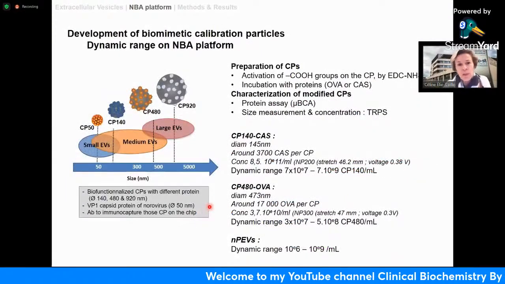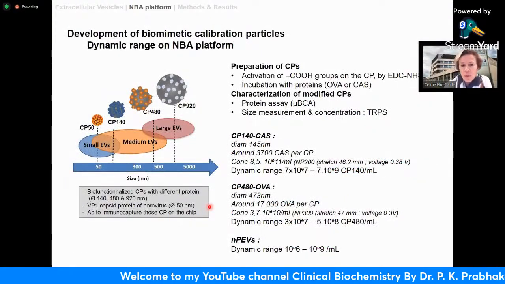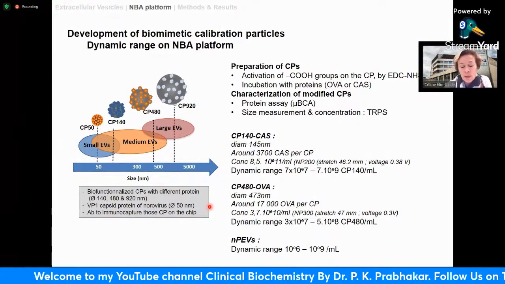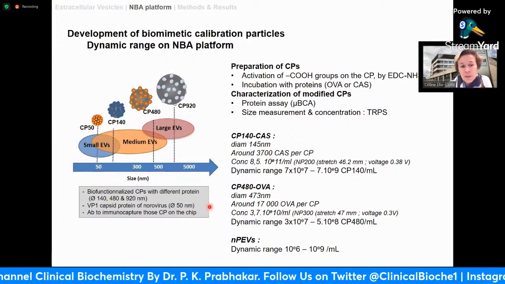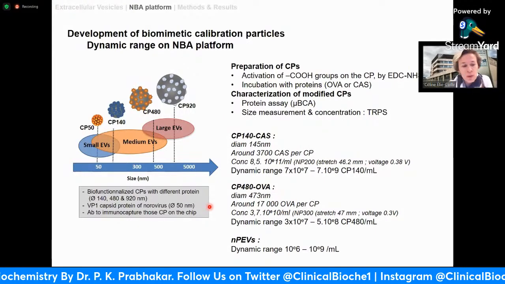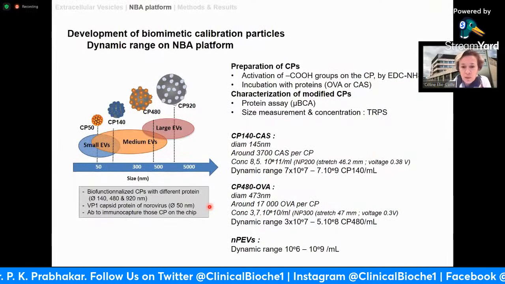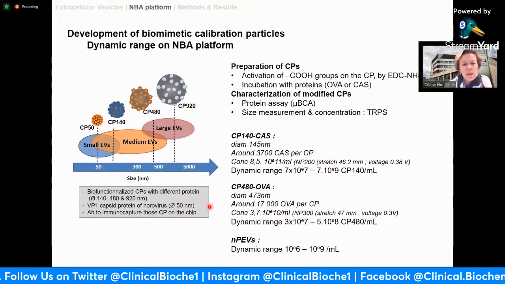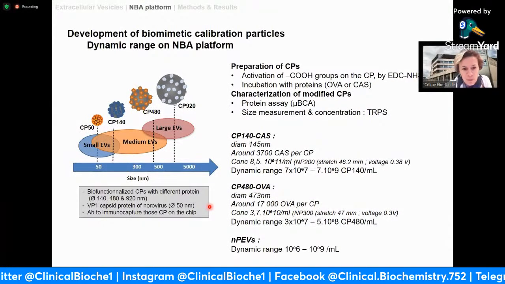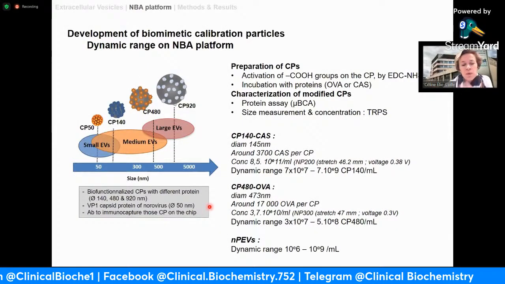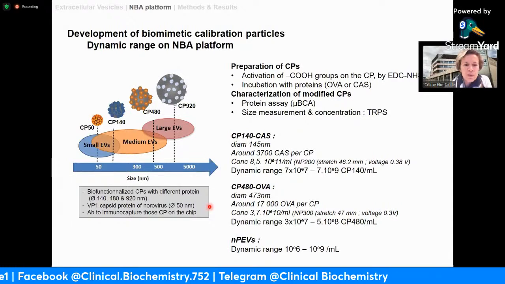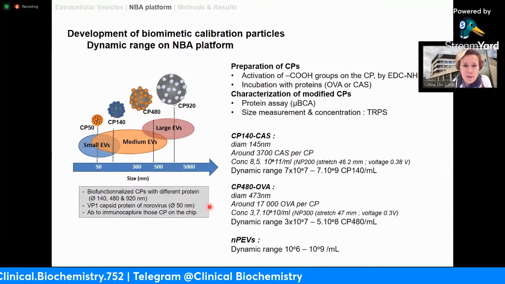So of course, to validate that platform, we needed to develop and calibrate it, so to develop calibration particles, biomimetic or synthetic ones. I won't go into details for that, but we can of course exchange about those calibration particles if somebody is interested. So the idea was to cover the whole size range of the extracellular vesicles.